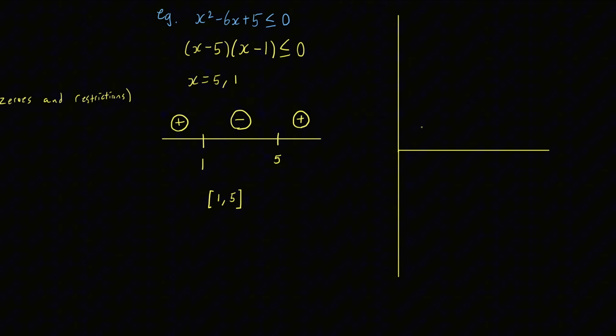So what does this mean graphically? Well, this means the intercepts are at 5 and 1, and it's a parabola. And what does this really mean? What is this question asking for? It's literally just asking, when is the parabola less than 0? Well, then obviously graphically, it's between 1 and 5.